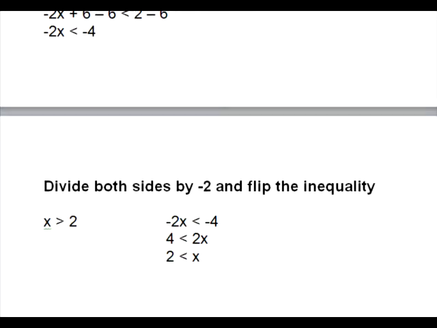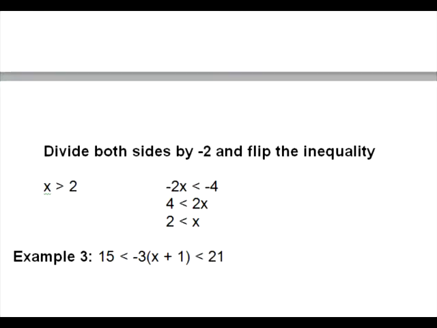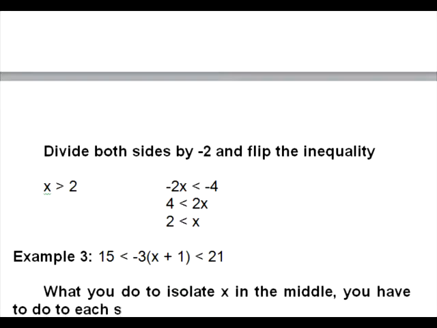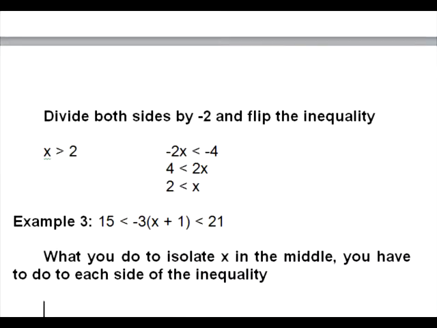Example 3. We're going to say 15 is less than negative 3x plus 1 is less than 21. Now this one looks frightening again because there are two inequality signs. The rule is what you do to isolate x in the middle, you have to do to each side of the inequality. So in this case, what you do to the middle, you have to do to both sides.